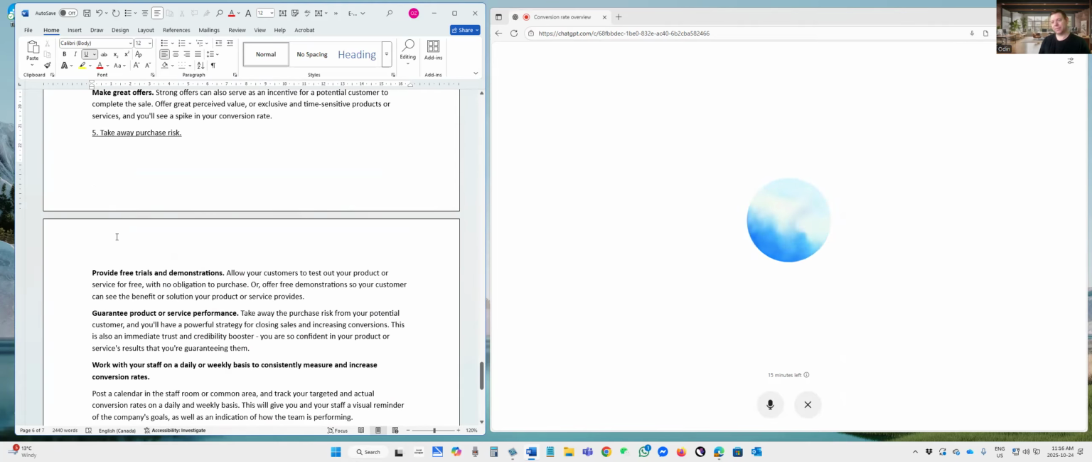Take away purchase risk. Provide free trials and demonstrations. Allow your customers to test out your product or service for free with no obligation to purchase. Or offer free demonstrations so your customer can see the benefit or solution your product or service provides.